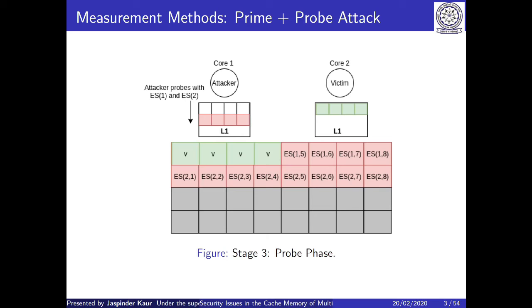So at this point, the prime phase of the attacker is already performed, and the victim has already requested some blocks present in set 1, and it has removed some blocks of the attacker. So now, in the prime probe attack, the next stage is the probe phase. In the probe phase, the attacker will request the same set of blocks again, and based on the number of hits and misses, it will count the access behavior of the victim application.